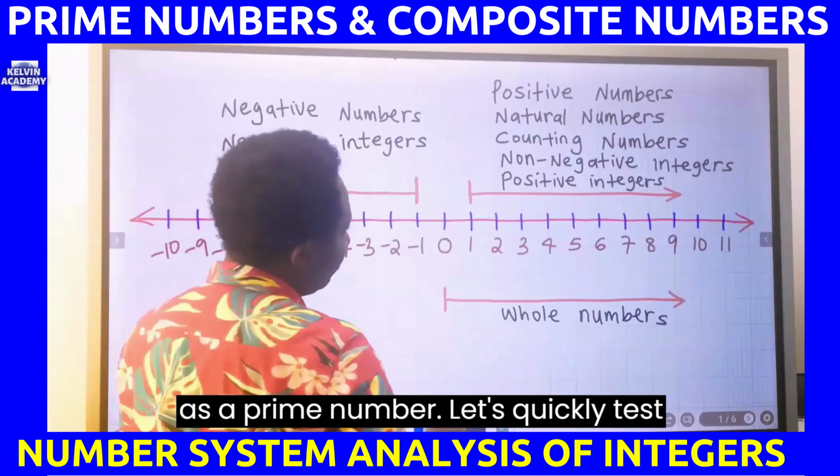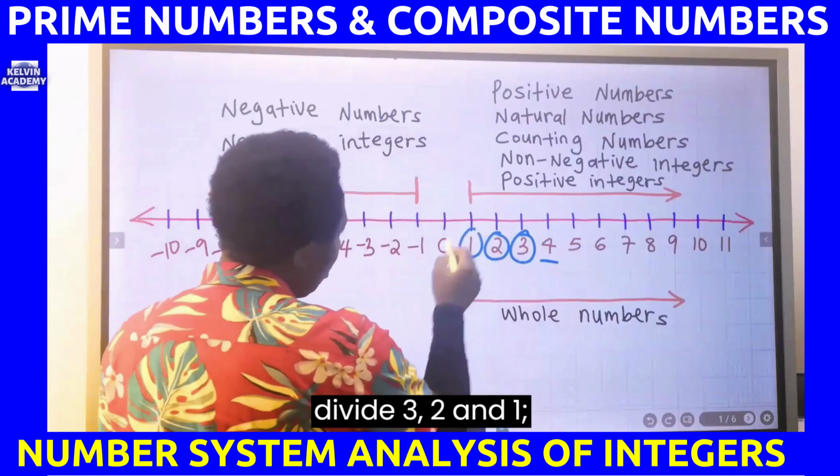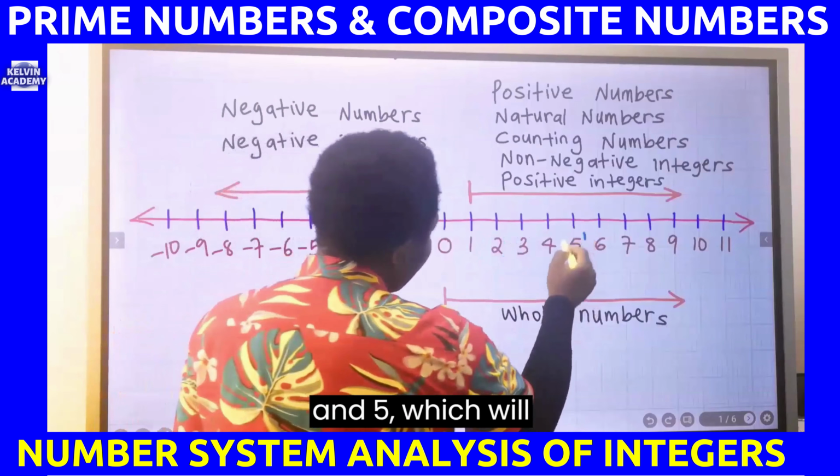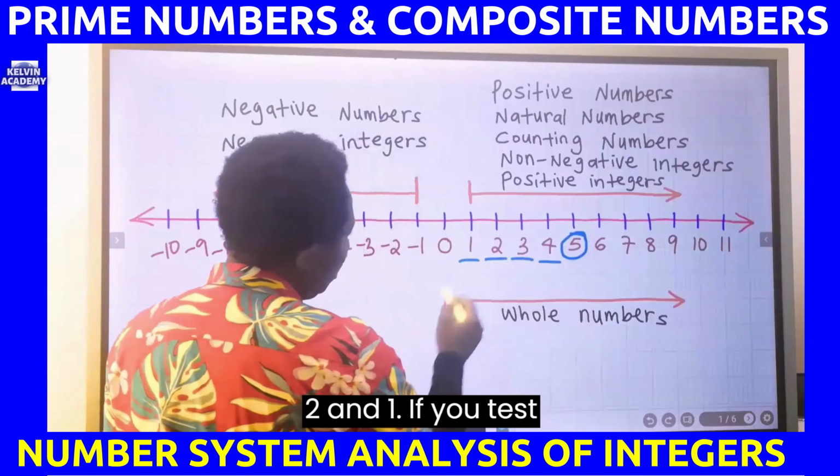Let's quickly test for 4, which will divide 3, 2, and 1, and 5, which will divide 4, 3, 2, and 1.